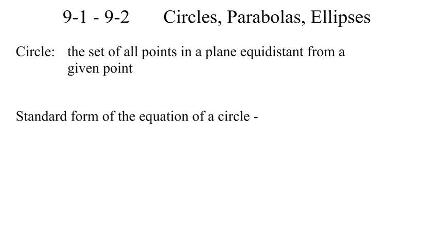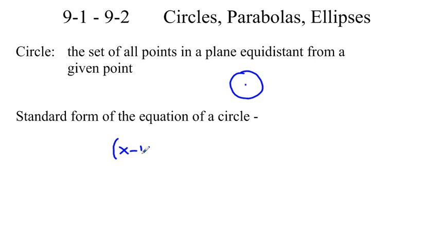So we've worked with circles numerous times in our mathematical careers. By definition, a circle is a set of all points in a plane equidistant from a given point. Which makes sense. You think about a point in the middle, and all the points that are the same distance from that point make up a circle. So here's your standard form of the equation of a circle. The equation of a circle looks like this.